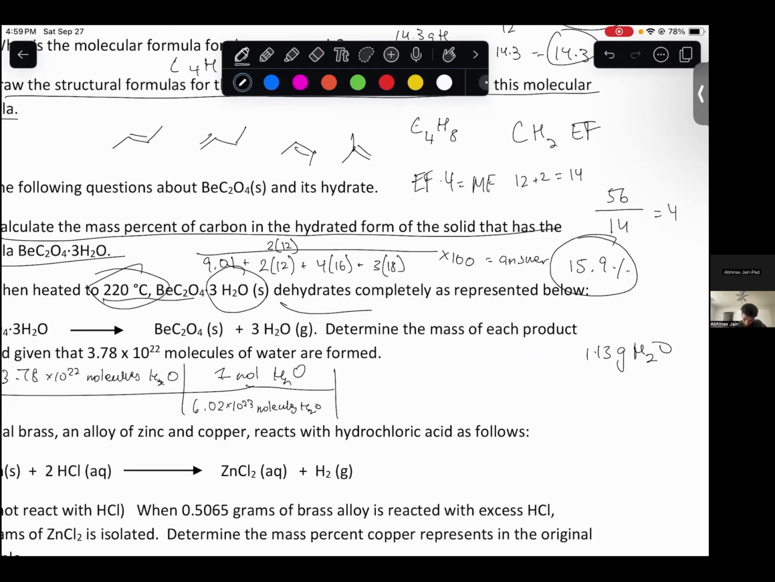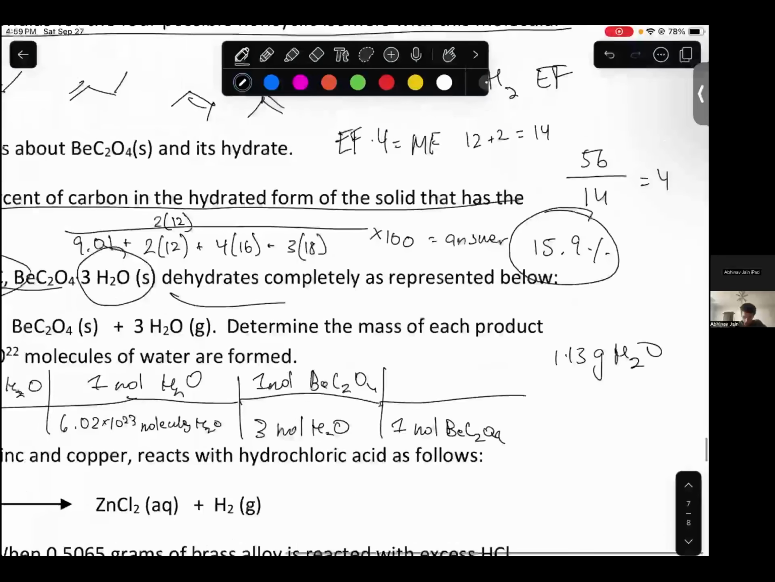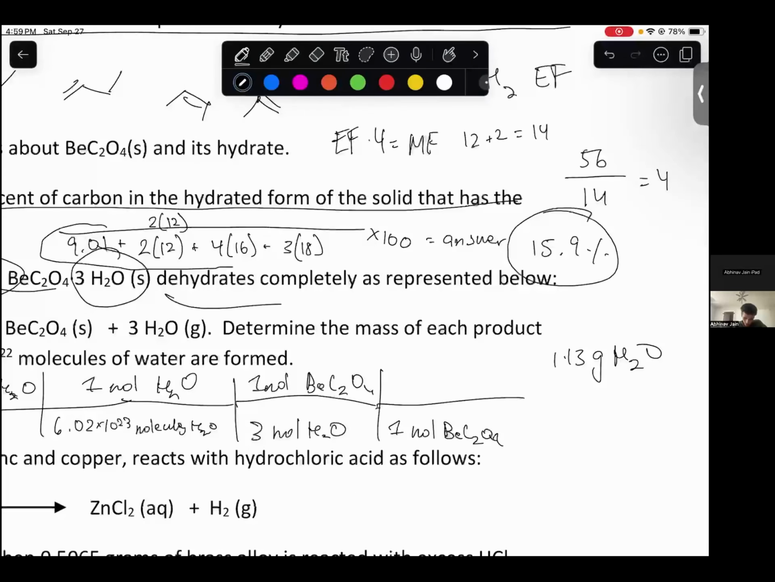We know that for every 3 moles of H2 we formed, we must have formed 1 mole of BeC2O4. And for every 1 mole of BeC2O4, we know how many grams of BeC2O4 we have. We calculate the molar mass. So it's going to be, again, 9.01 plus 24 plus 64.1 plus 24 plus 64. We're not including the water molecules anymore because this is just the BeC2O4 without the water. So this is going to be 97.01 grams.